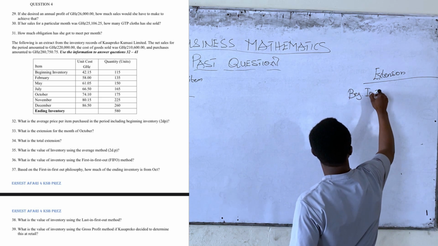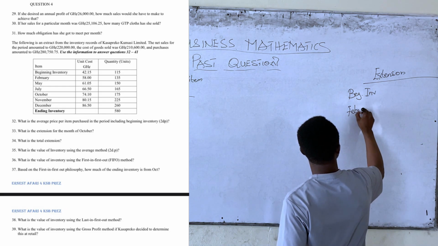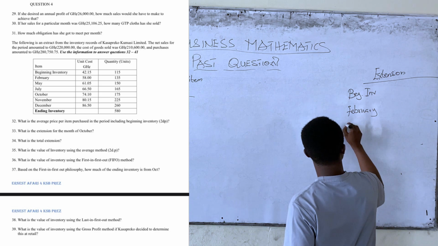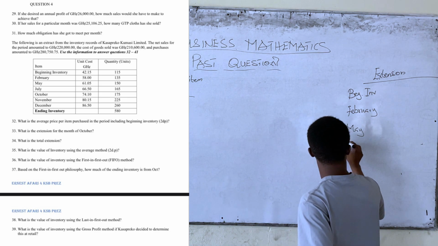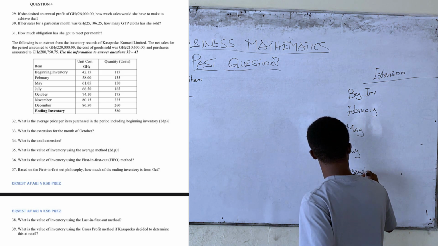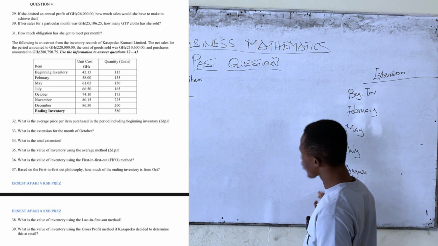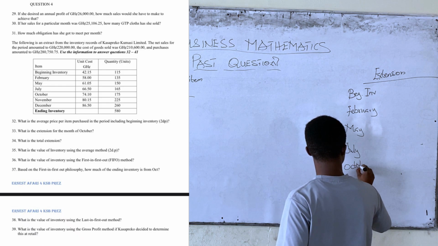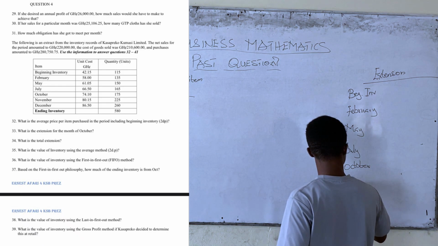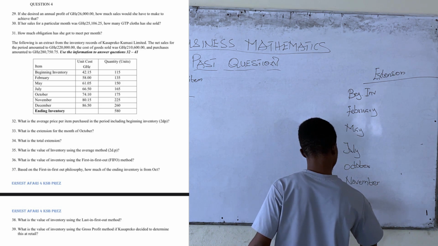Beginning inventory. Then we have February, May, July, August, October, November, December.